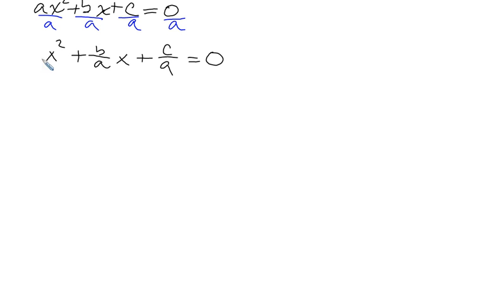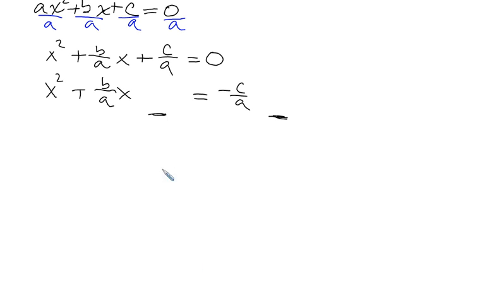As long as I have a leading coefficient of 1, then I can finish the process of completing the square. So I'll prepare myself to do that by moving this term to the other side and leaving myself a space here, because I'm going to add something here and also on this side.